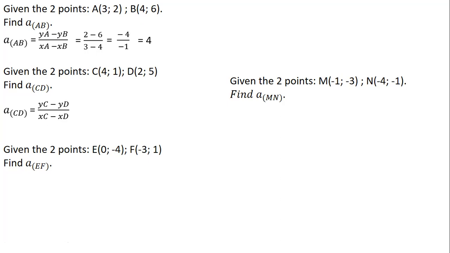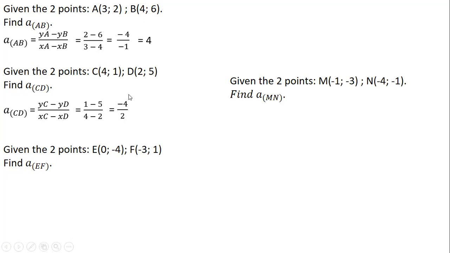YC is 1, so I replace YC by 1. YD is 5, so I replace it: 1 minus 5. XC is 4 minus XD is 2. So I replace: 1 minus 5 over 4 minus 2. Now I will calculate 1 minus 5. The sign is as the greatest and we subtract. So it is minus 4. 4 minus 2 is 2.